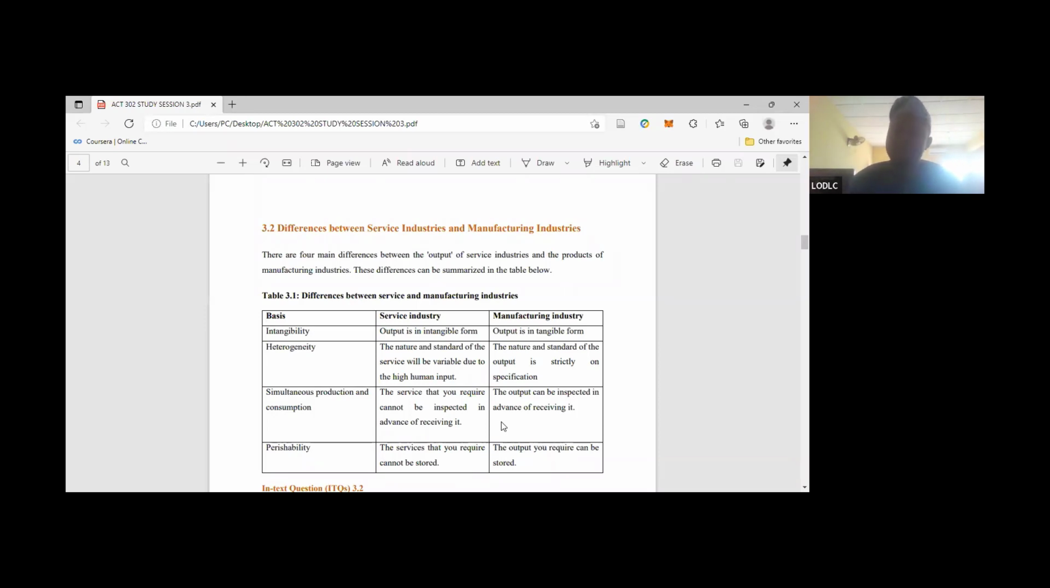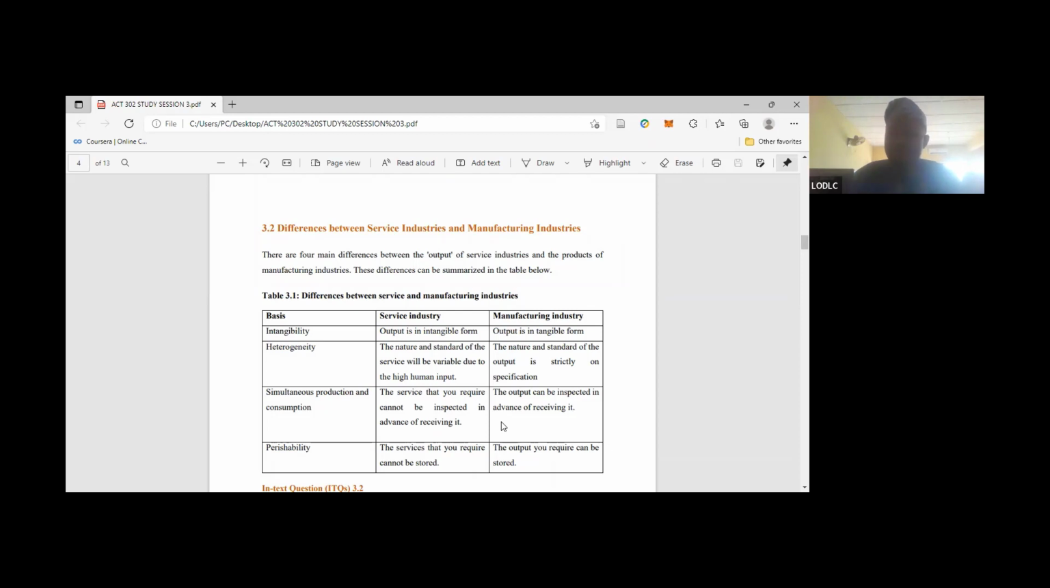Do you understand? But in the manufacturing industry, look at the example of Nezu PLC that I mentioned the other time. They are producing water. And the water they are producing is in what? It is in tangible form. We can touch it, we can feel it, we can experience it. Do you understand? So that is in form of intangibility. In form of heterogeneity, the nature and standard of the service will be variable due to high human input.